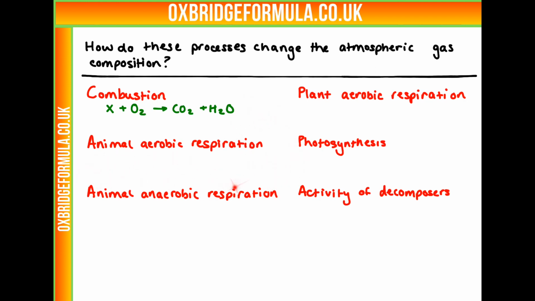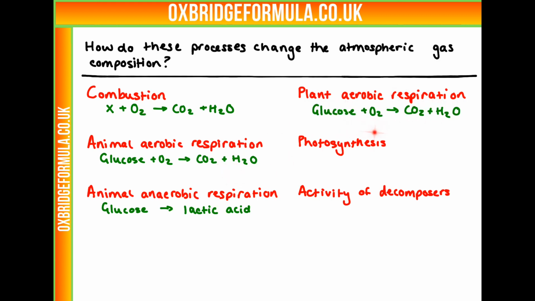Can we think of the equation for aerobic respiration? Well, we've got glucose plus oxygen is carbon dioxide and water. Now, anaerobic respiration is a little different to aerobic respiration, and we know it doesn't use oxygen, anaerobic. So what's the equation for this one? Well, it's glucose straight to lactic acid in animals. Our plant aerobic respiration is exactly the same as our animal one. Glucose plus oxygen goes to carbon dioxide and water.